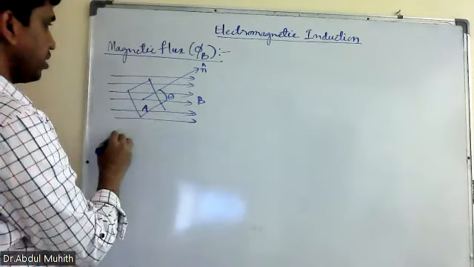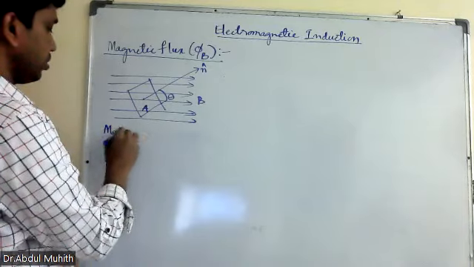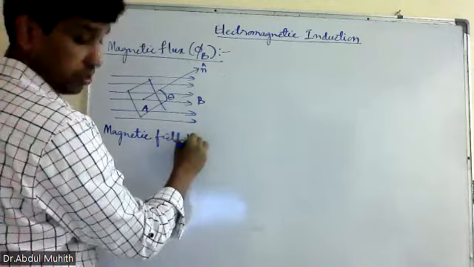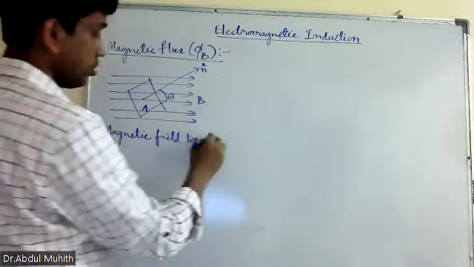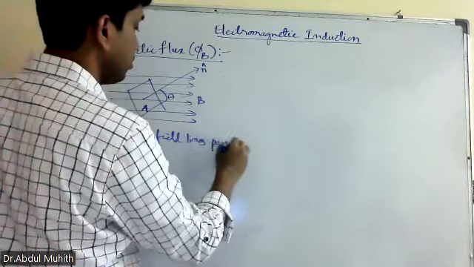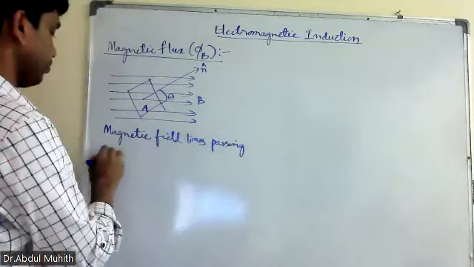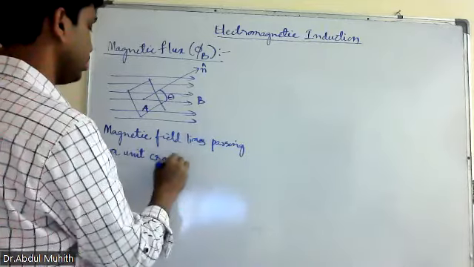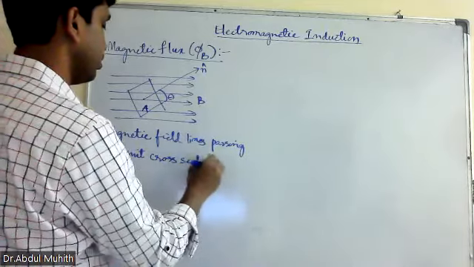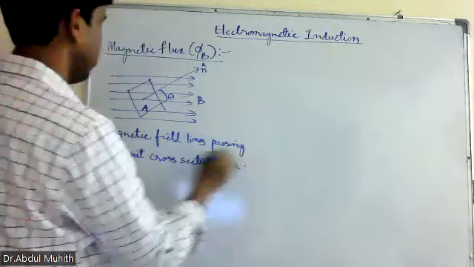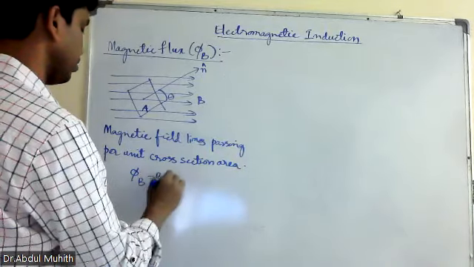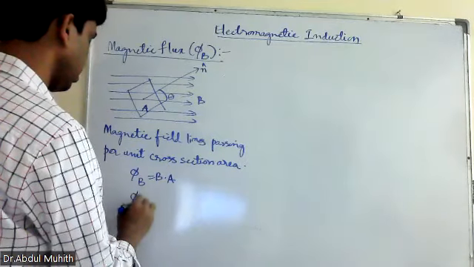So what is magnetic flux? Magnetic field lines passing per unit cross section area is said to be magnetic flux. So what is the formula? Phi B is equal to B dot A, which is also known as phi B is equal to what?